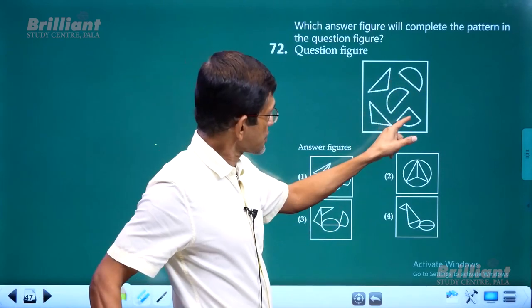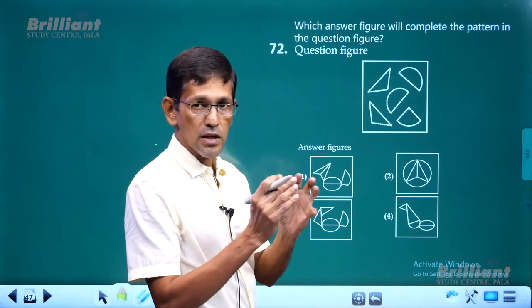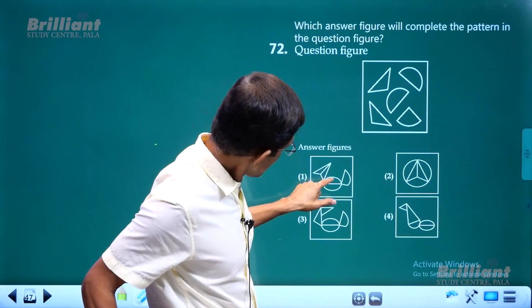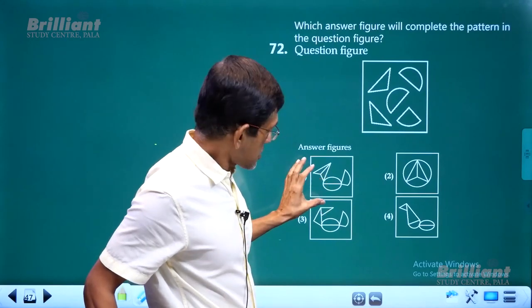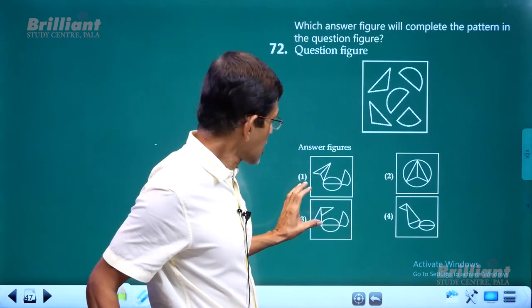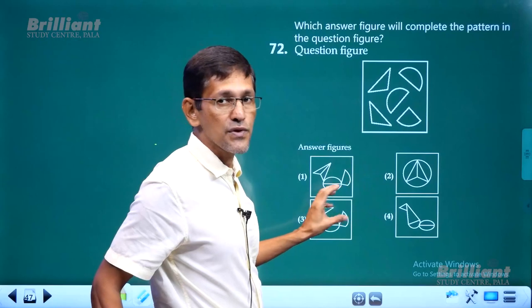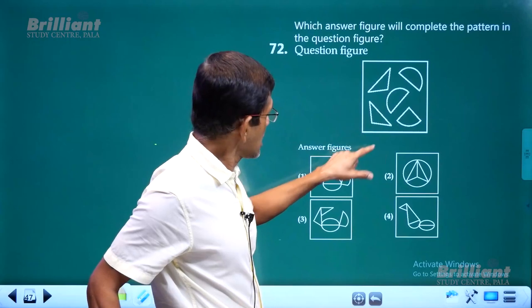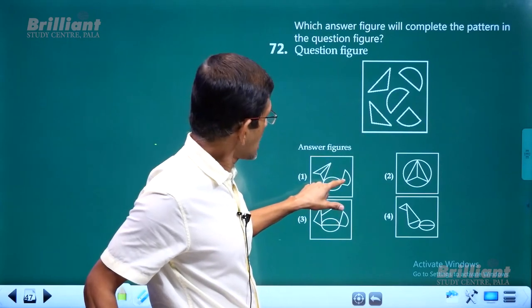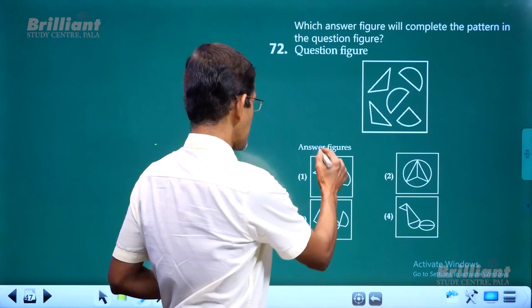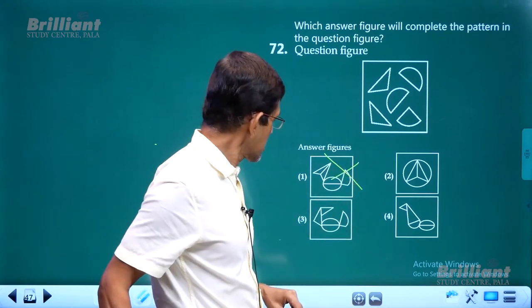Here we have two semicircles, right? So when we put those semicircles together, we get a full circle. However, the shape is not really correct. They tried to make that shape, but the shapes are not really perfect, so it's a bit confusing. Anyhow, it can be a circle, but where does that shape come from? Is it the same shape? No, it is not. So one cannot be the answer. We can rule it out.